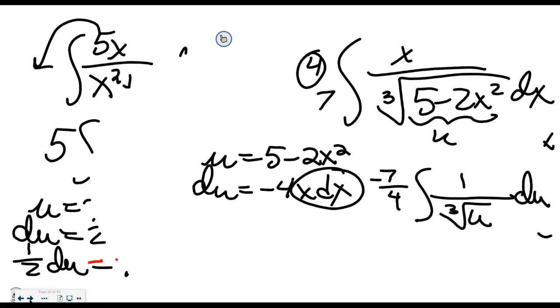How do I integrate 1 over the cubed root of u? U to the negative 1/3 needs to get integrated. What do I do to it? Add 1, divide by. Do I need to go on with that one? I think we're good.